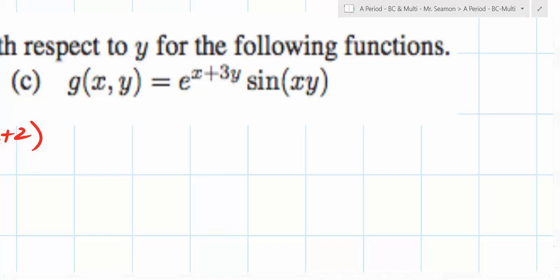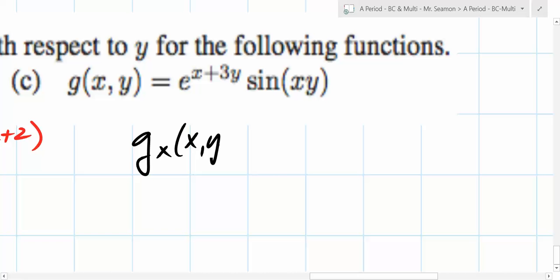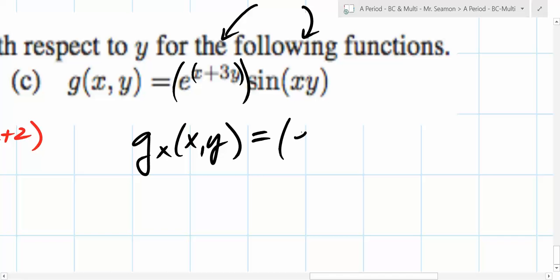So what about this one right here? Anybody want to tell me what I'm going to have to do? g_x, what's this one going to be? Who wants to start us off here? What rule are we going to have to use? You have to use the product rule because you have a function in terms of x times a function in terms of x. Can someone tell me what the derivative of the first is with respect to x? Ray, what is it? e to the x plus 3y. Is that correct? Do you guys agree with that?